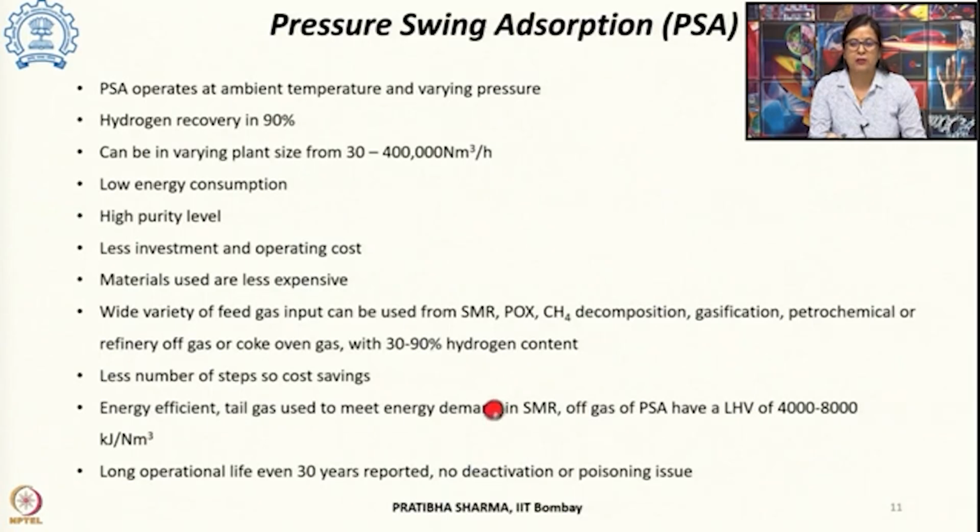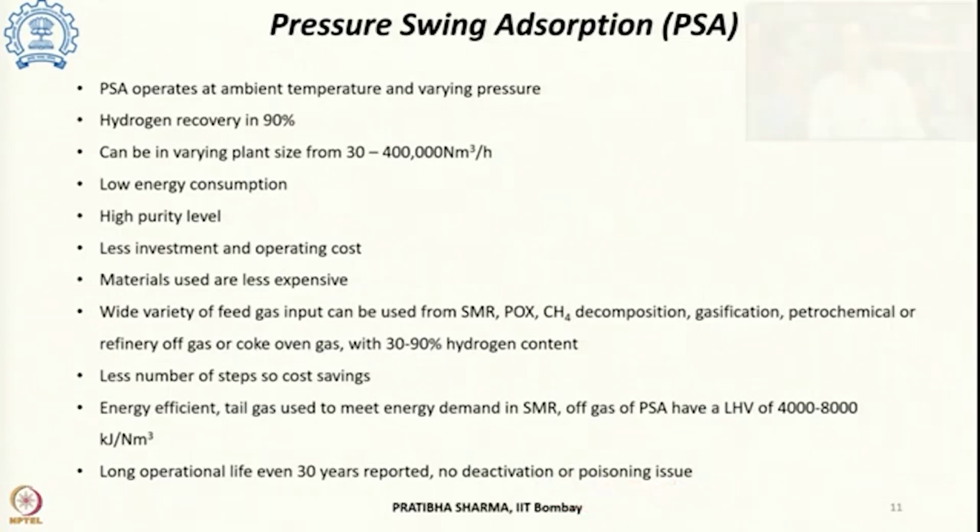And this off gas or tail gas obtained from pressure swing adsorption has a lower heating value of 4000 to 8000 kilojoule per normal meter cube. In the process the operational life is high. It is reported that we can achieve even 30 years of operational life, and the important thing is there is no deactivation problem associated with the sorbent, and the poisoning issues are absent in the process.